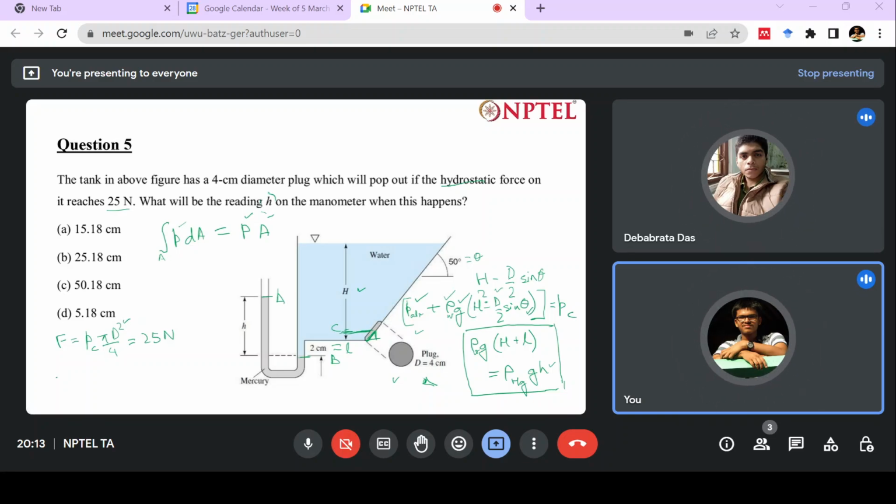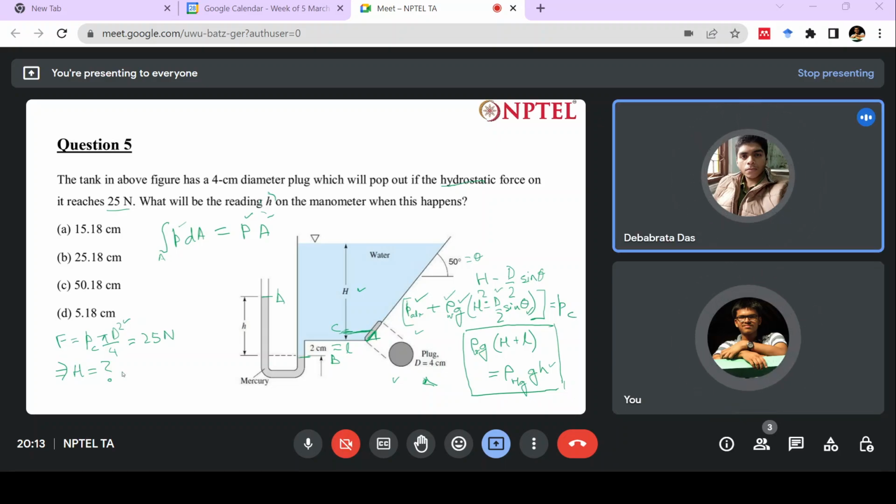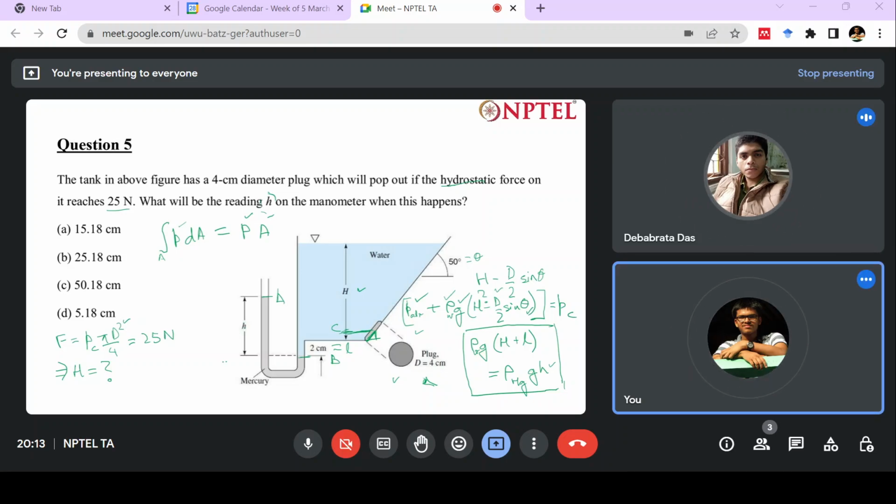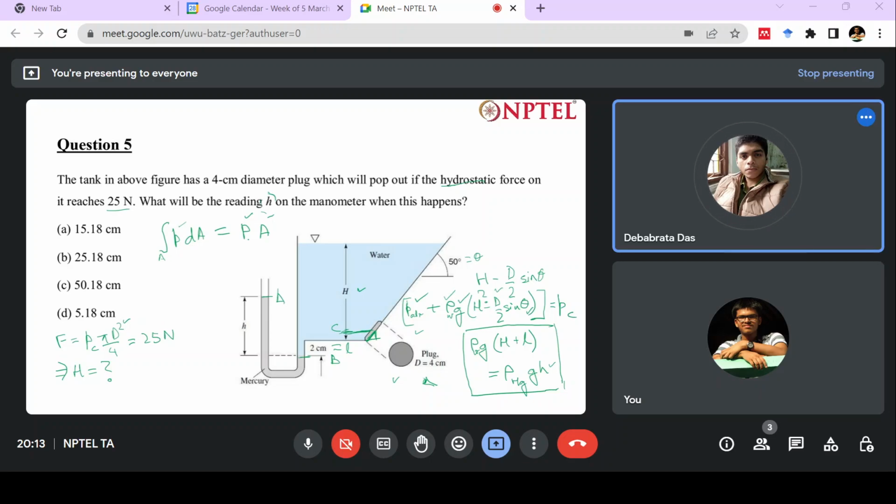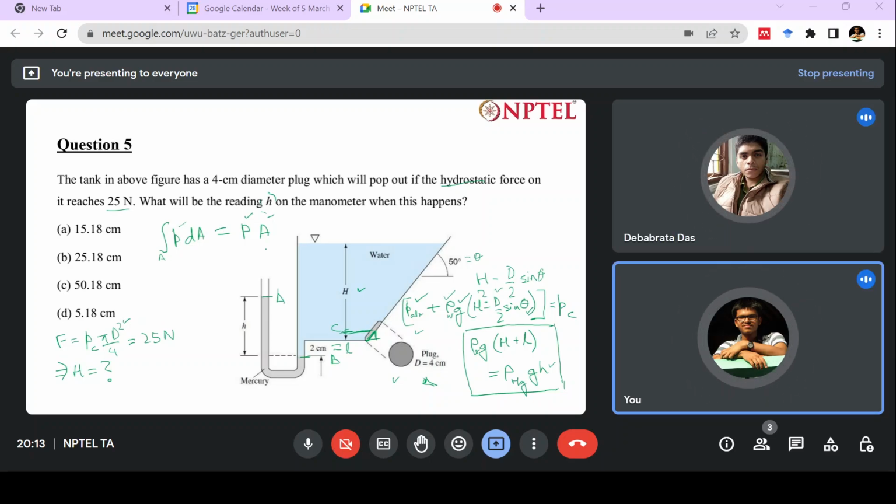What you can do is from here you can calculate your capital H. That is just an algebraic exercise. It should not be a problem, right? If there is any problem in understanding, please let me know.